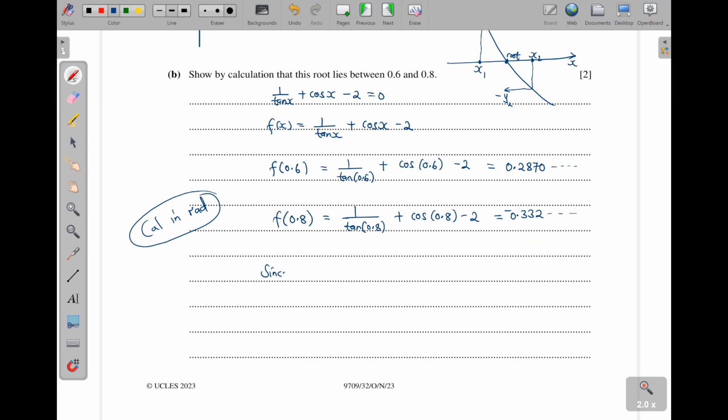Then we conclude, since there is a change of sign between f of 0.6 and f of 0.8, the root lies between them. Now you can just put this statement: the root lies between 0.6 and 0.8. As simple as that.